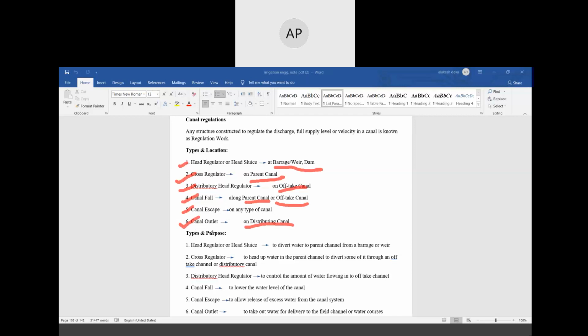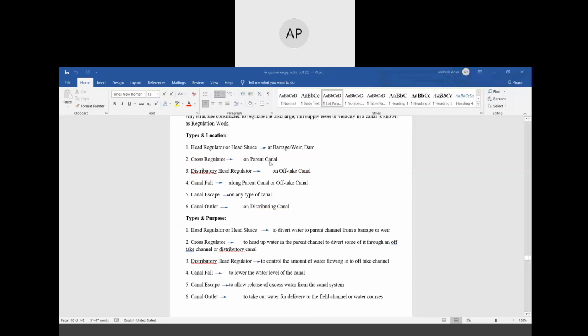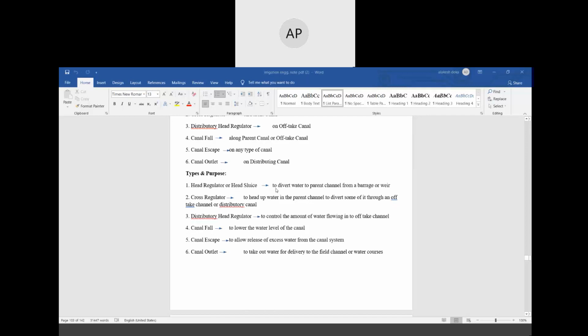Next are the types and purposes. Head regulator or head sluice: to divert water to the parent canal from a barrage. Cross regulator: to head up water in the parent channel to divert some water. What is the purpose of a canal outlet? To take out water for delivery to the field channel or water courses. Canal escape: to allow the release of excess water from the canal system.